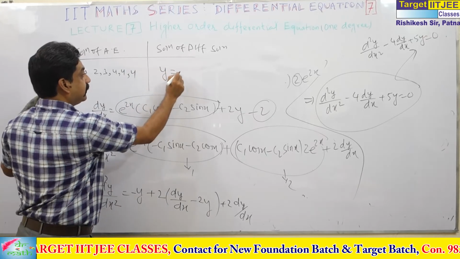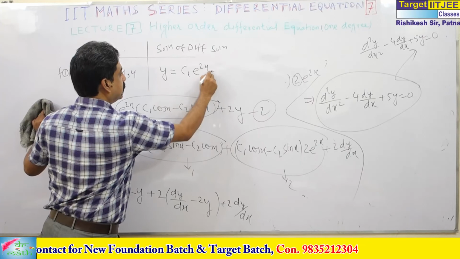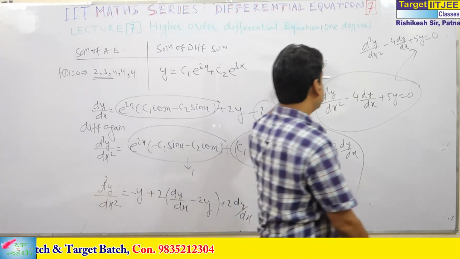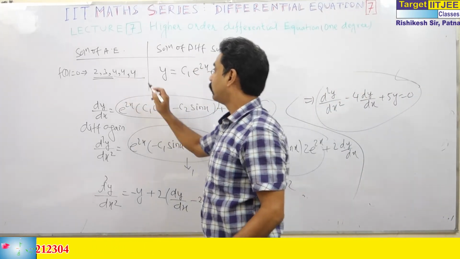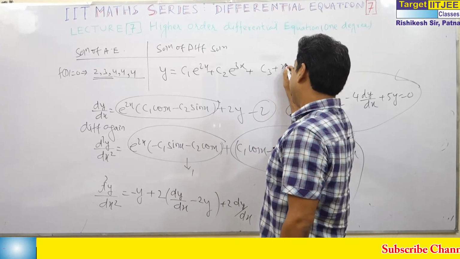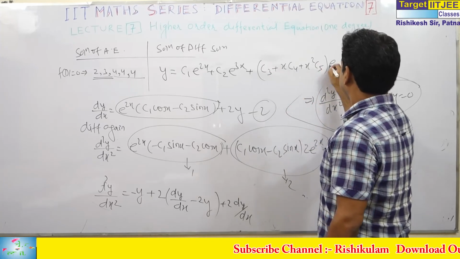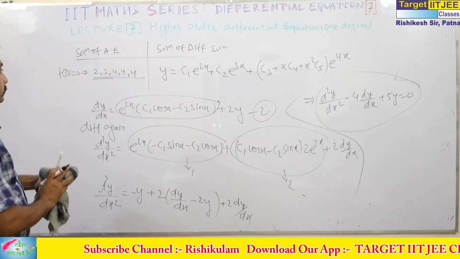You will write for real and distinct roots C1 e to the power 2x plus C2 e to the power 3x. And what will you write for this one? For this one you will write C3 plus x C4 plus x square C5, e to the power 4x. Get it? See the table.